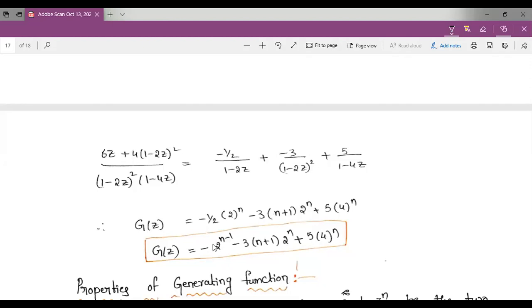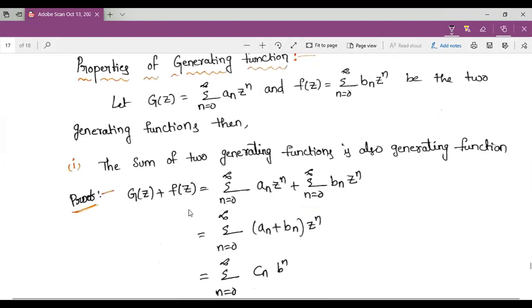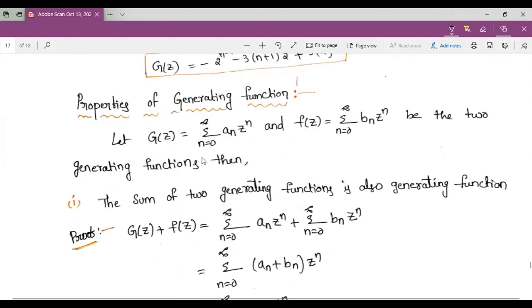So last one, properties of generating functions. Let g of z, summation n is equal to 0 to infinity a n z power n, and f of z, summation n is equal to 0 to infinity b n z power n, be the two generating functions. Then the first property is the sum of two generating functions is also a generating function.